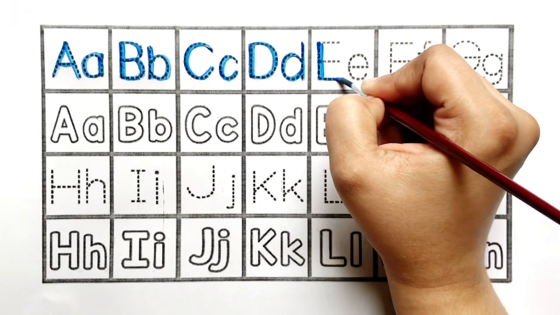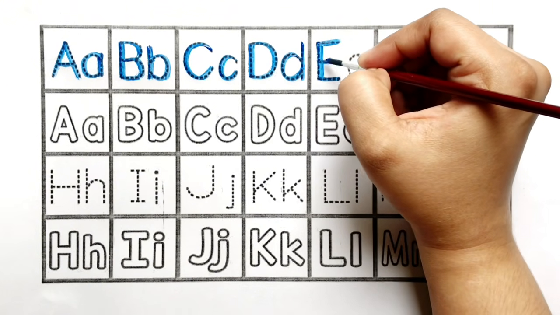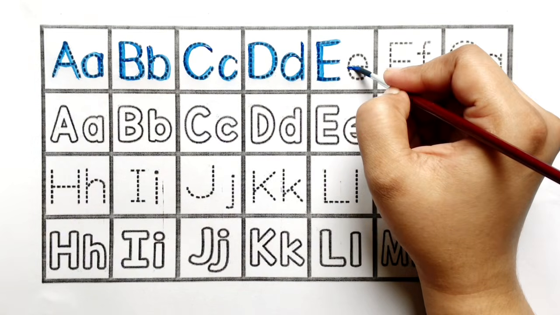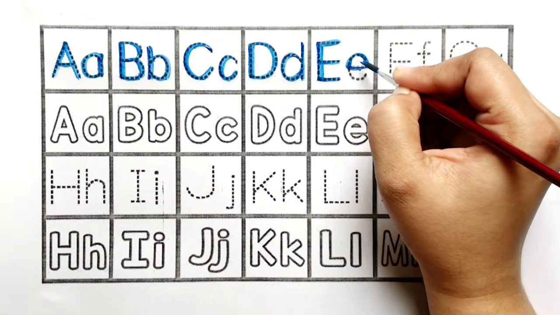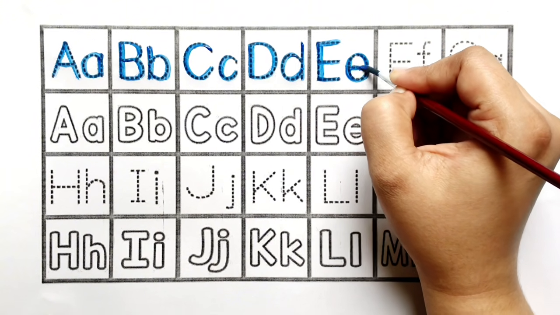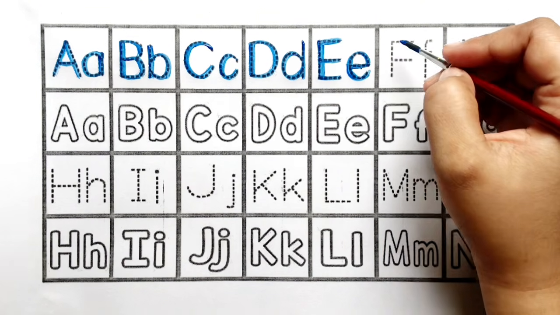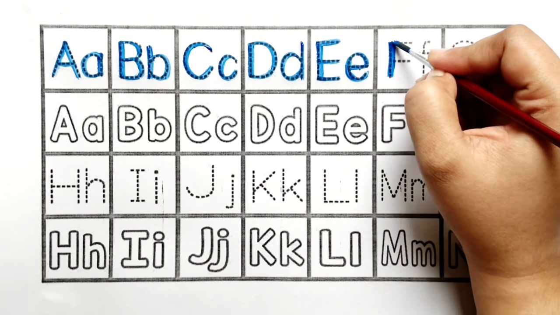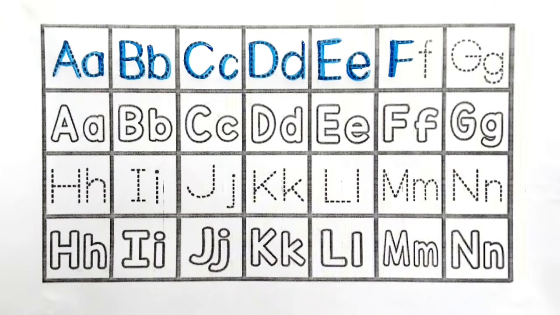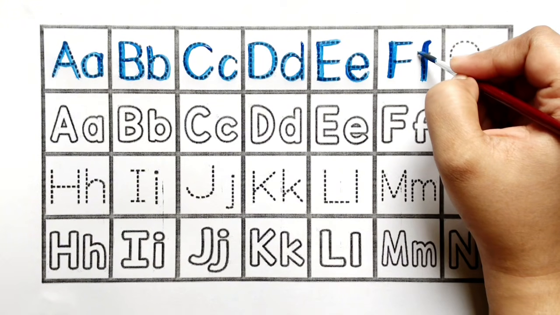Uppercase letter E. Lowercase letter E. E for elephant. Uppercase letter F. Lowercase letter F. F for fish.